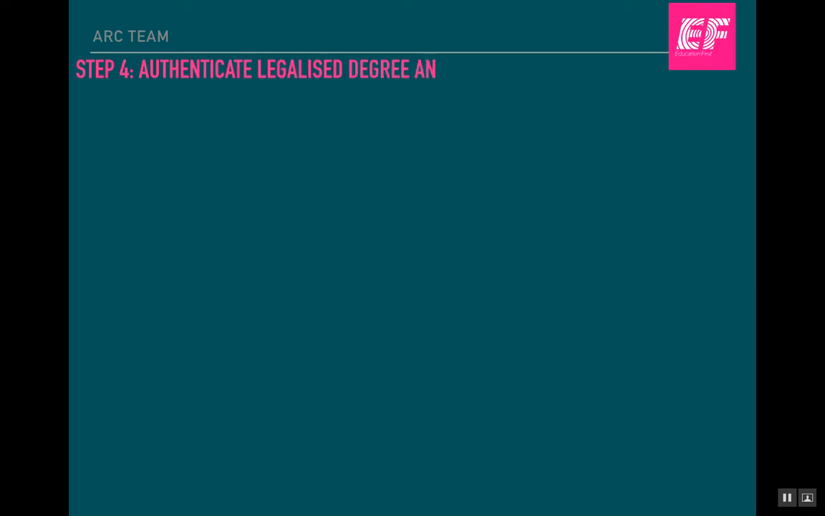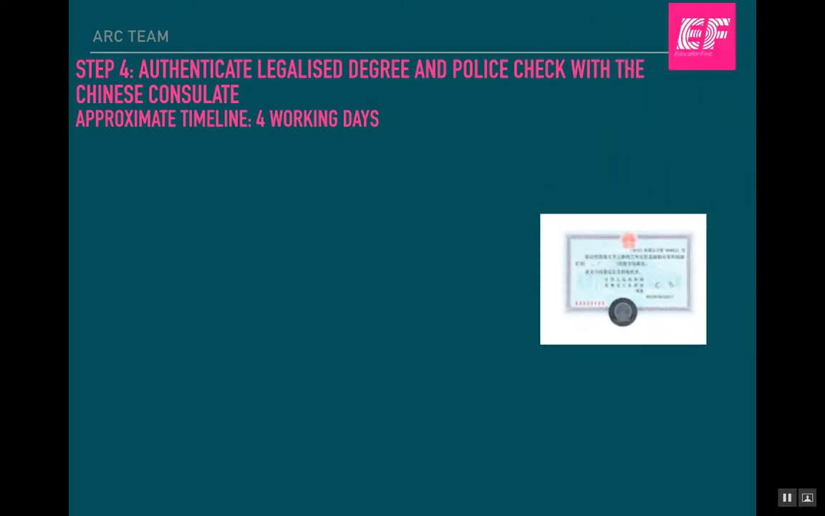Okay, so step 4. Authenticate your legalized degree and police check with the Chinese consulate. The approximate timeline for this is 4 working days. This thing that's just dropped in here, this is what the seal or the stamp of authentication from the Chinese consulate looks like. So when you get all your documents back from the Chinese consulate, it will have this sticker on all of the documents.